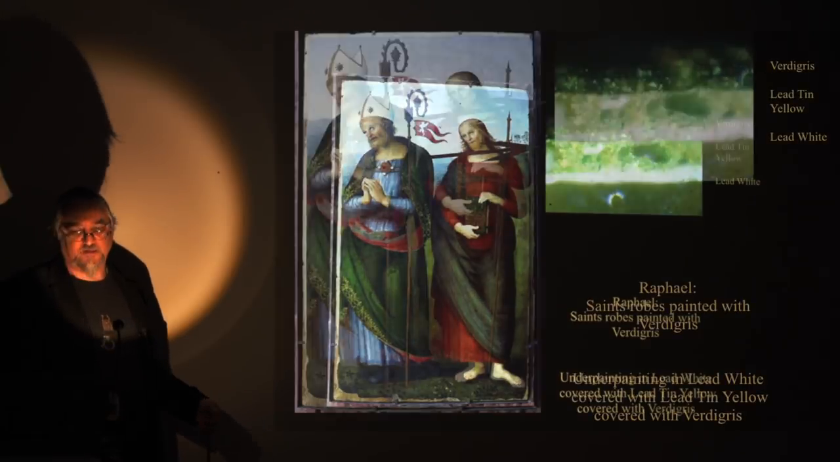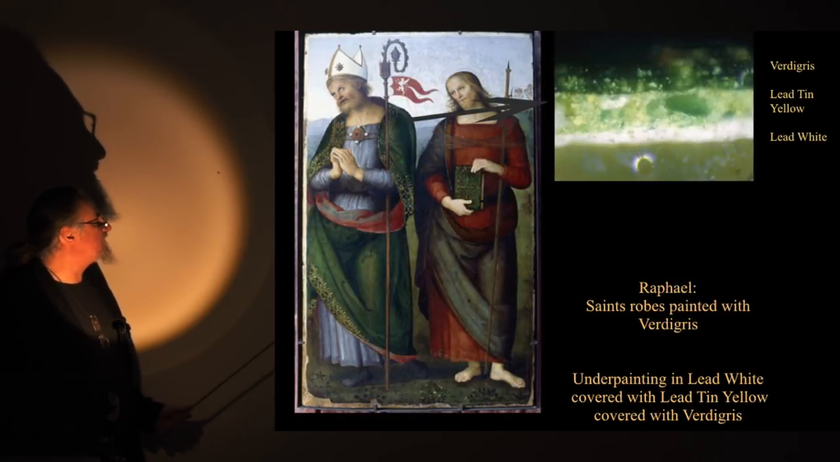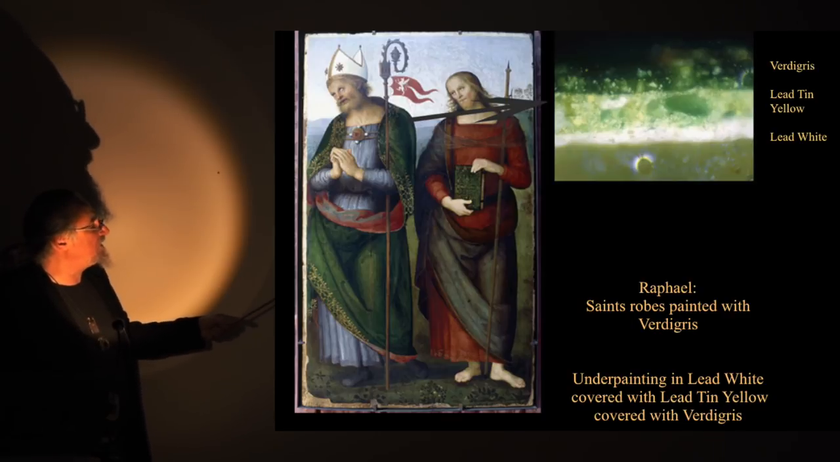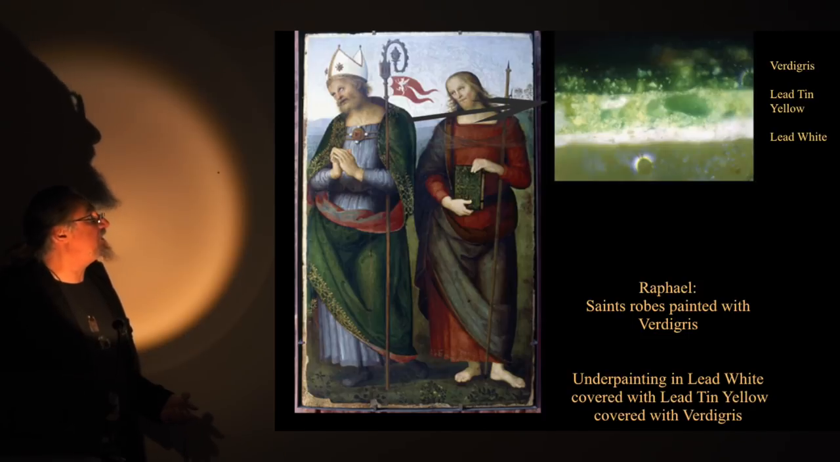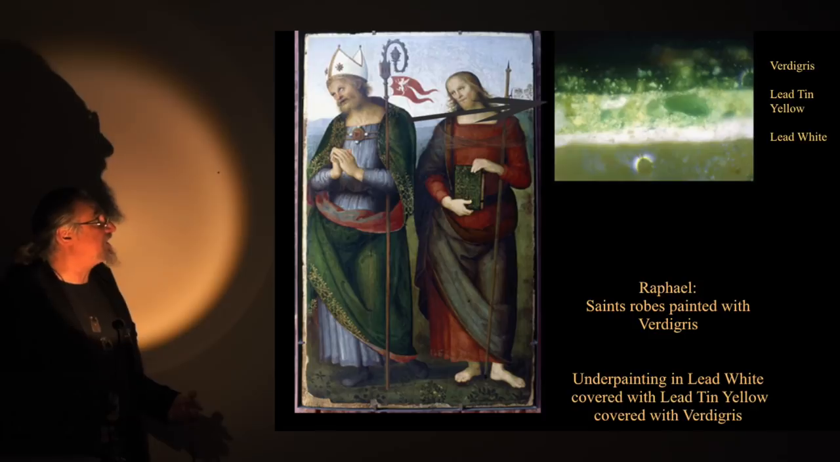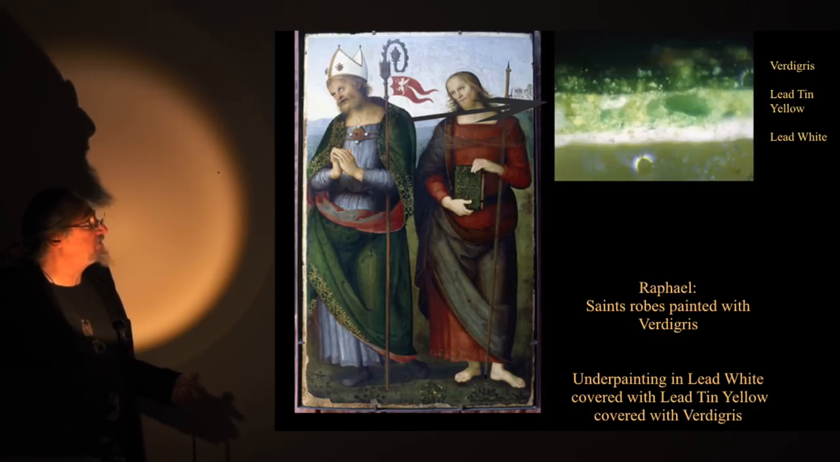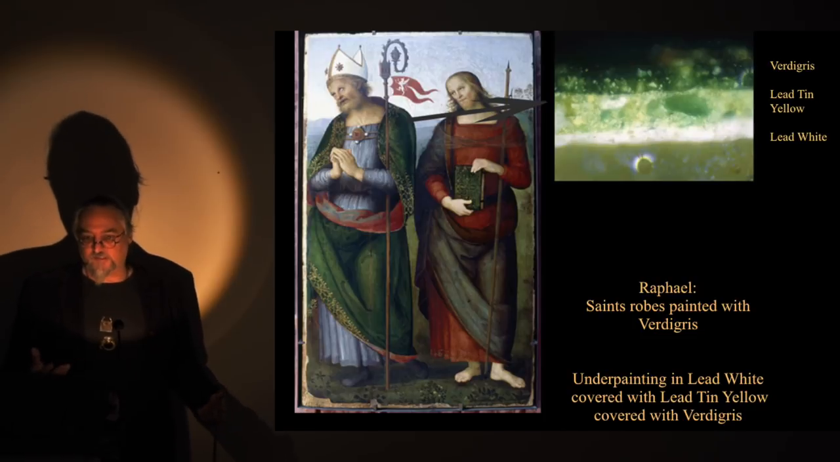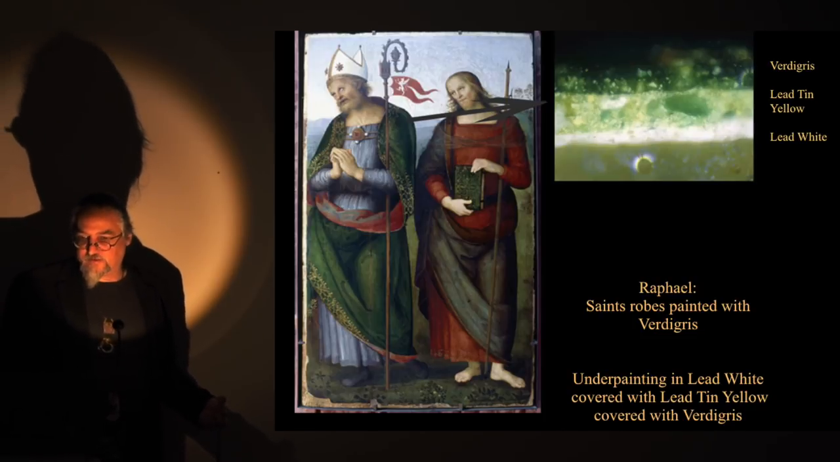Here you can see in the robes of this figure painted by Raphael that indeed he was using verdigris, but he was painting in layers. And an analysis has shown that he began with lead white as his foundation and then painted in lead tin yellow on top of that, and then glazed the verdigris on top of the lead tin yellow to create those unique tones that you see in this figure's dress.